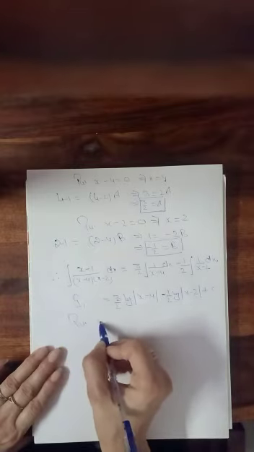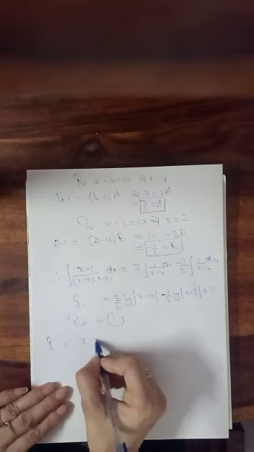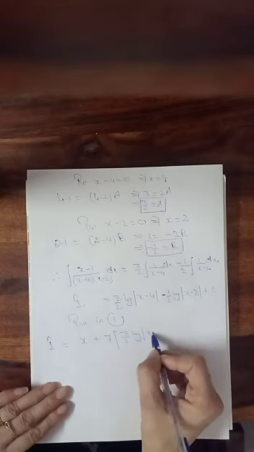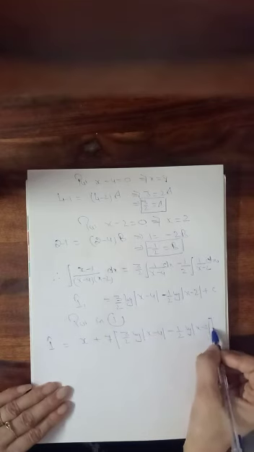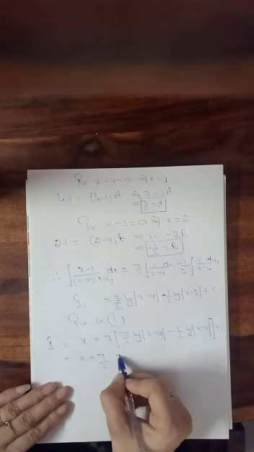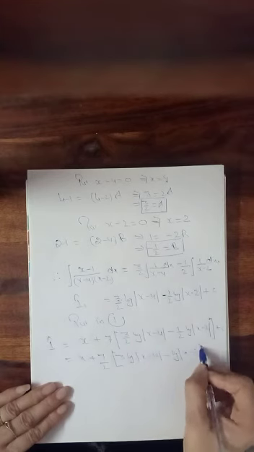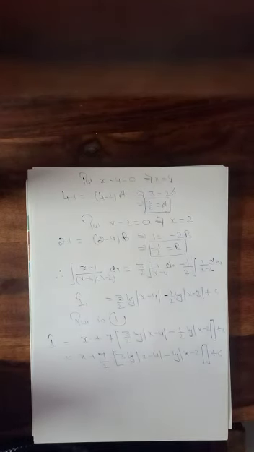Put in equation number 1. I equals to x plus 7 times I1. Now the value of I1 is 3 by 2 log of mod of (x minus 4) minus half of log of mod of (x minus 2) plus c. So it is x plus, you can take common 2, 3 times log of mod of (x minus 4) minus log of mod of (x minus 2) plus c. So this is how you have to solve an improper function. First convert the improper function into a proper function, then apply partial fraction.